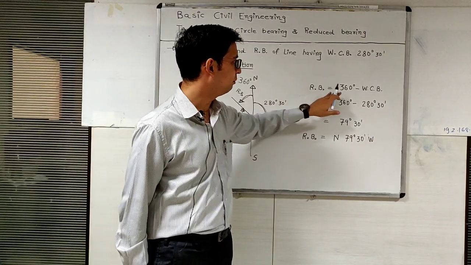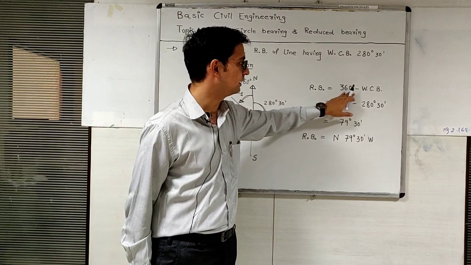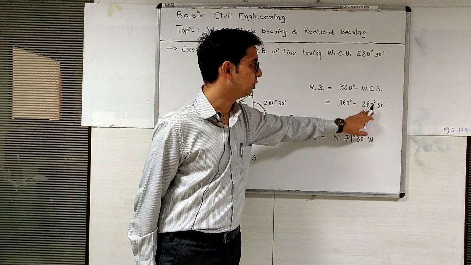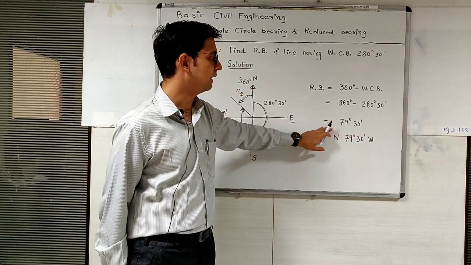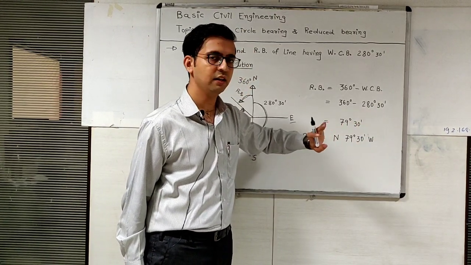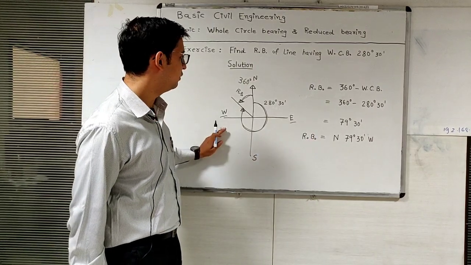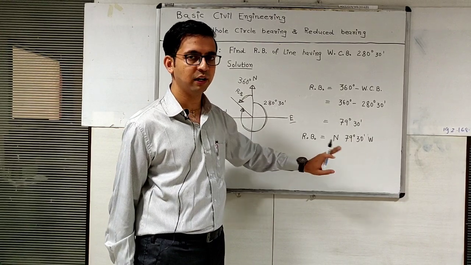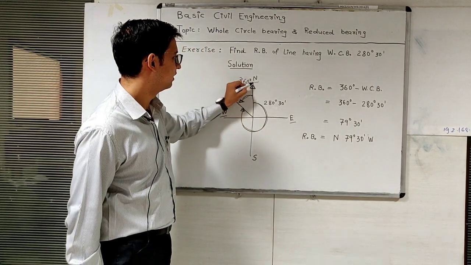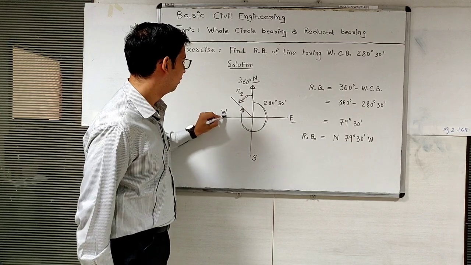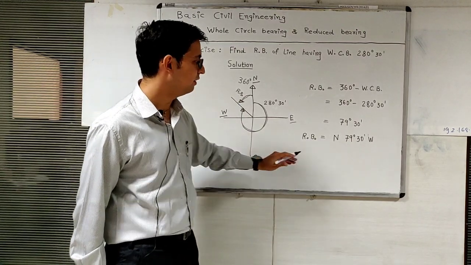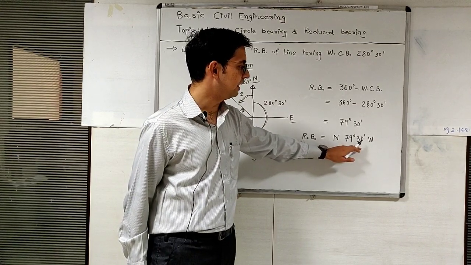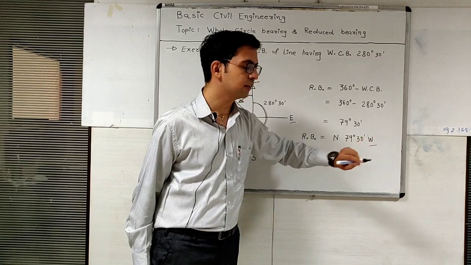So reduced bearing of this line equal to 360 degree minus whole circle bearing. So 360 degree minus 280 degree 30 minute, you will get the answer 79 degree 30 minutes. To indicate this reduced bearing, we have to use North Pole, South Pole, East Pole and West Pole. So here we can say this line is between North to West. So the reduced bearing of this line is North 79 degree 30 minutes towards West.